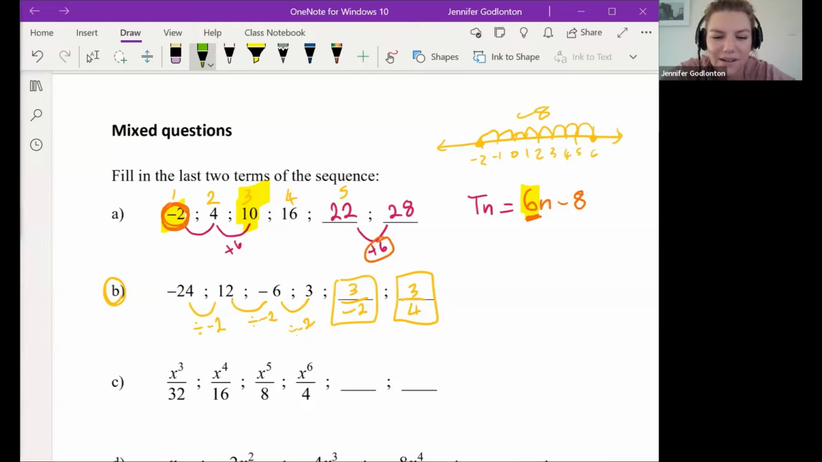X to the power of 7 and 2. And then other is going to be 2. And then next one is X to the power of 8. Other is going to be 1. Yes. You see, it looked sneaky, but it wasn't sneaky at all. All that was happening was that I was going up by 1 exponent on my x's each time. And in my denominators, I was dividing by 2 each time.